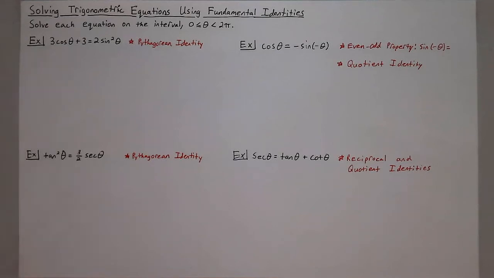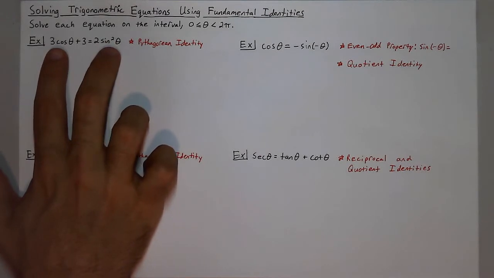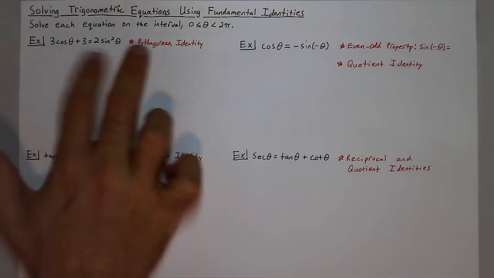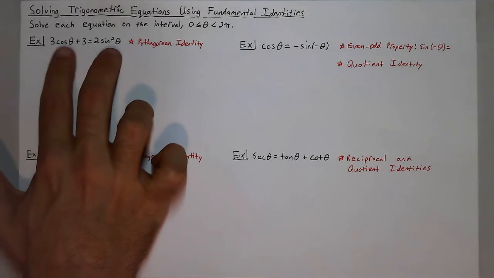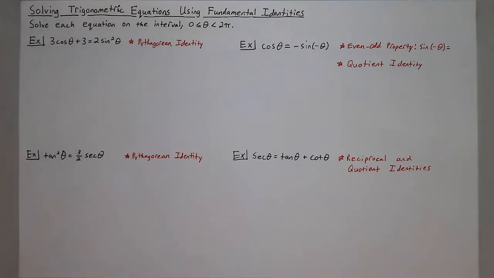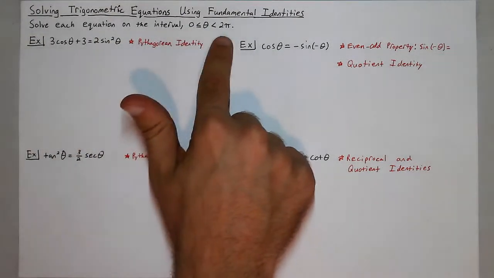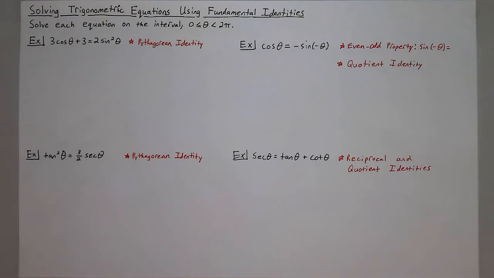In this video, we are going to learn how to solve trigonometric equations using fundamental identities. Now, sometimes equations will not have the same trig functions in them, so we might have to use these identities to make them all be the same trig function, or at least factor them in a way to where they all become the same trig function. So we're going to solve each of these equations on the interval of 0 to 2 pi, just so we only use those angles that are on the unit circle.